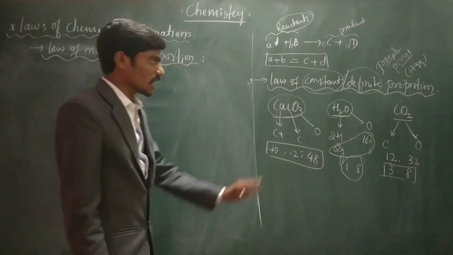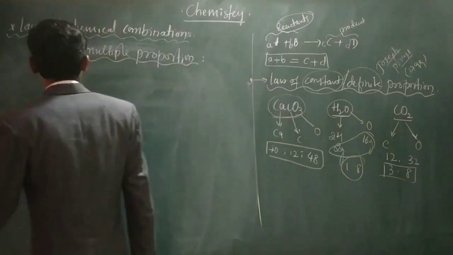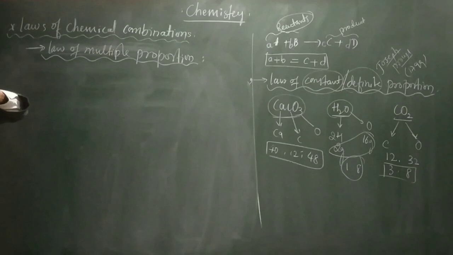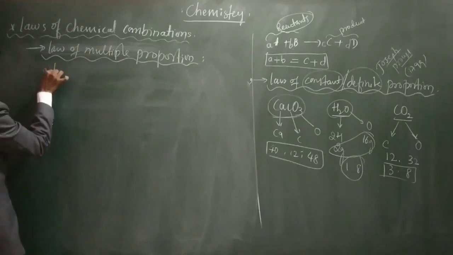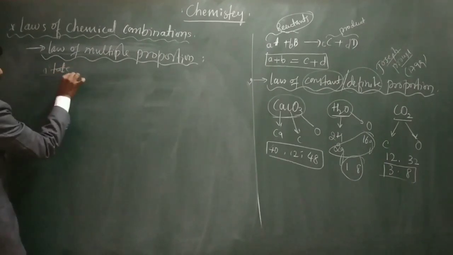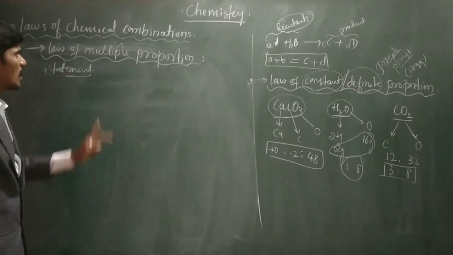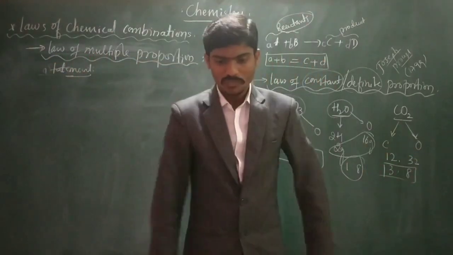Multiple proportion, constant proportion के बारे में तो आपको clear हुआ होगा. Now let's move to the next law, that is the law of multiple proportion. Look at the statement. So this law states that, its statement देखिए. मल्टीपल प्रोपोर्शन है यहां पर. तो यहां पर क्या है?